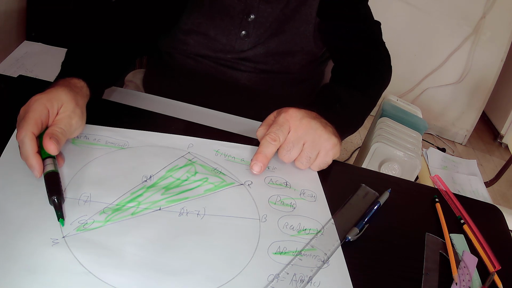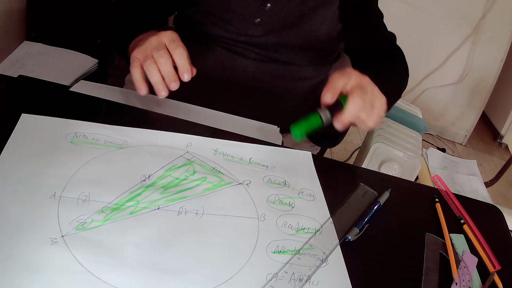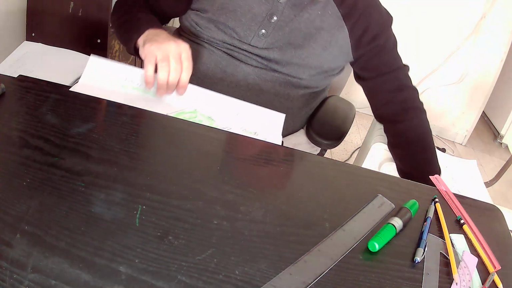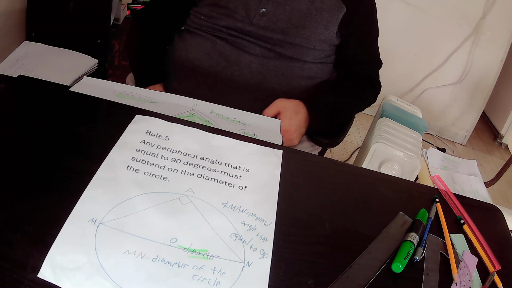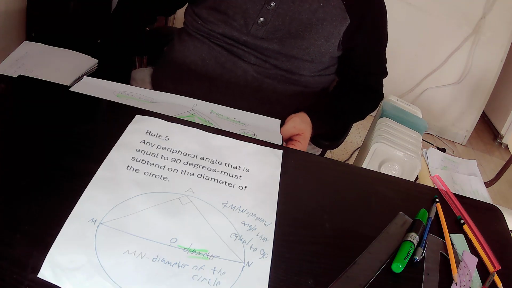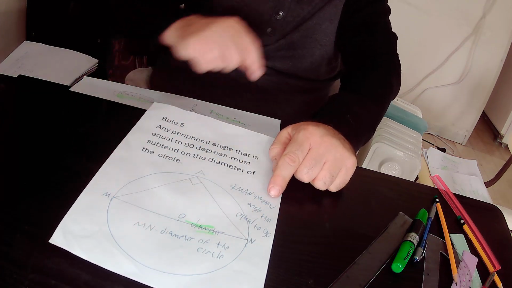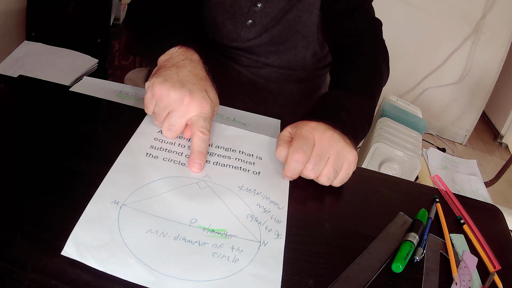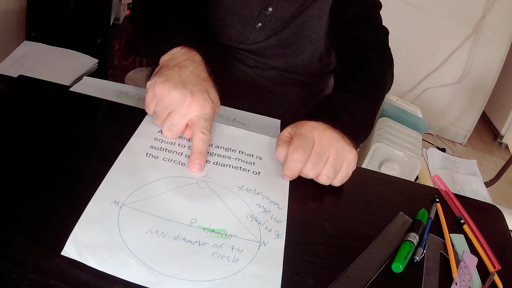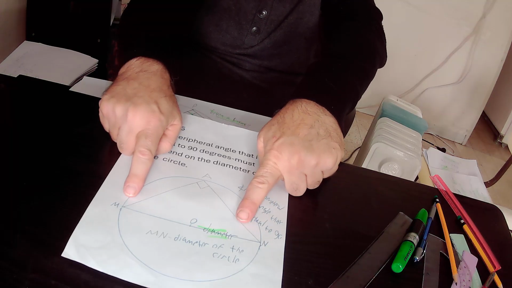And whenever you have a peripherical that equals 90 degrees in size, you can implement rule 5. So let's repeat rule 5 quickly. According to rule 5, any peripherical that equals 90 degrees in its size must subtend on the diameter of the circle. In the drawing, we have a circle. This is peripherical MAN. That equals 90 degrees in size, and therefore it must subtend on the diameter of the circle. And indeed, peripherical MAN subtends on chord MN, that is the diameter of the circle.